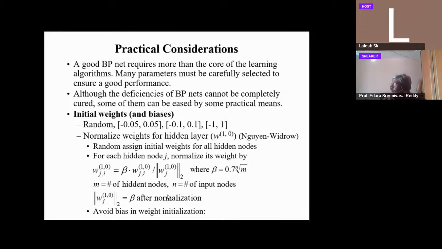Although the deficiencies of backpropagation nets cannot be completely cured, some of them can be easily handled by using some practical values. Initial values of weights and bias are randomly selected. I have shown the ranges also, -0.05 to 0.5. And normalized weights for hidden layers: randomly assign initial weights for all hidden nodes, and for each hidden node, normalize its weights by the given formula. And also consider the number of hidden nodes and number of input nodes, and avoid bias in weight initialization.